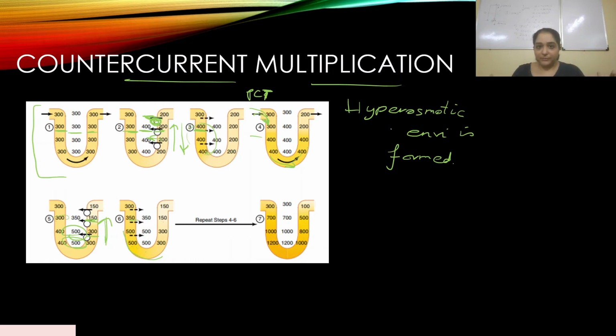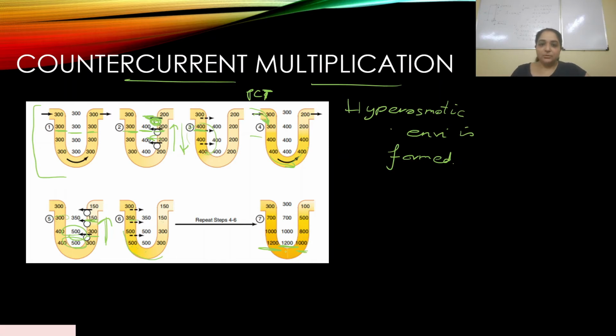This continues until the concentration increases up to a maximum of 1200 milliosmoles per liter. The maximum that it can concentrate this region is 1200 milliosmoles per liter. That's where it stops.